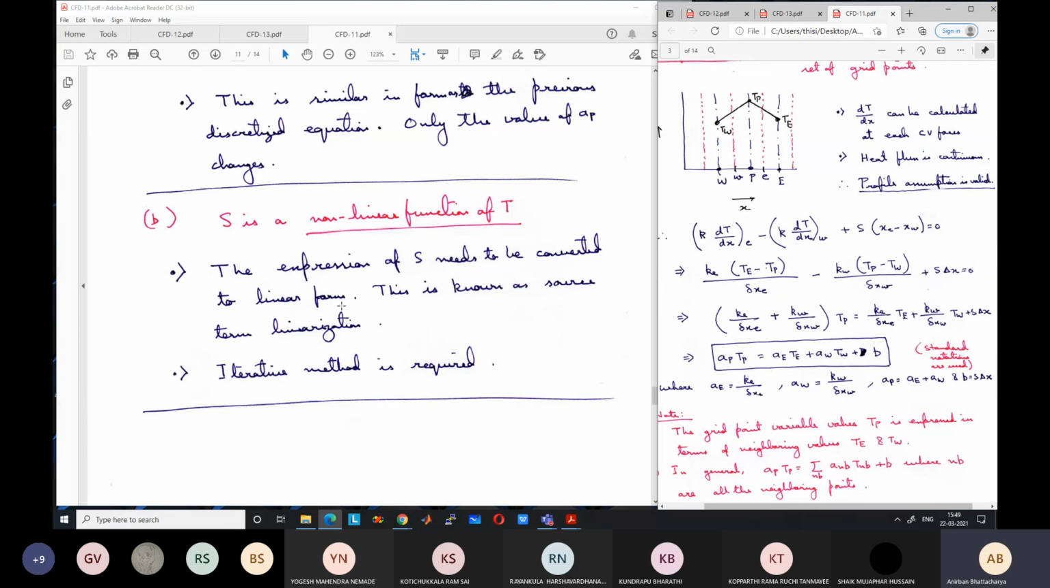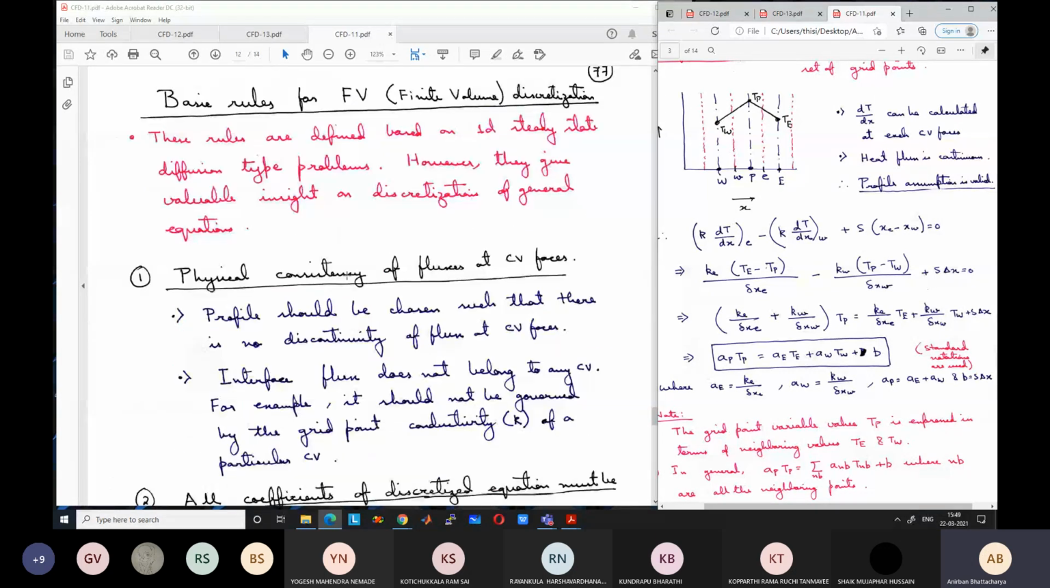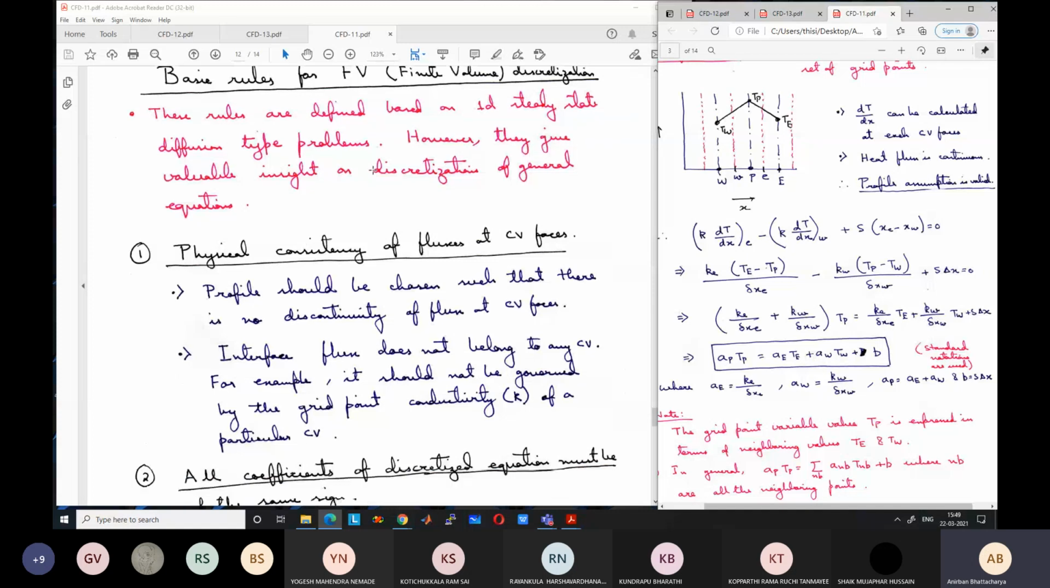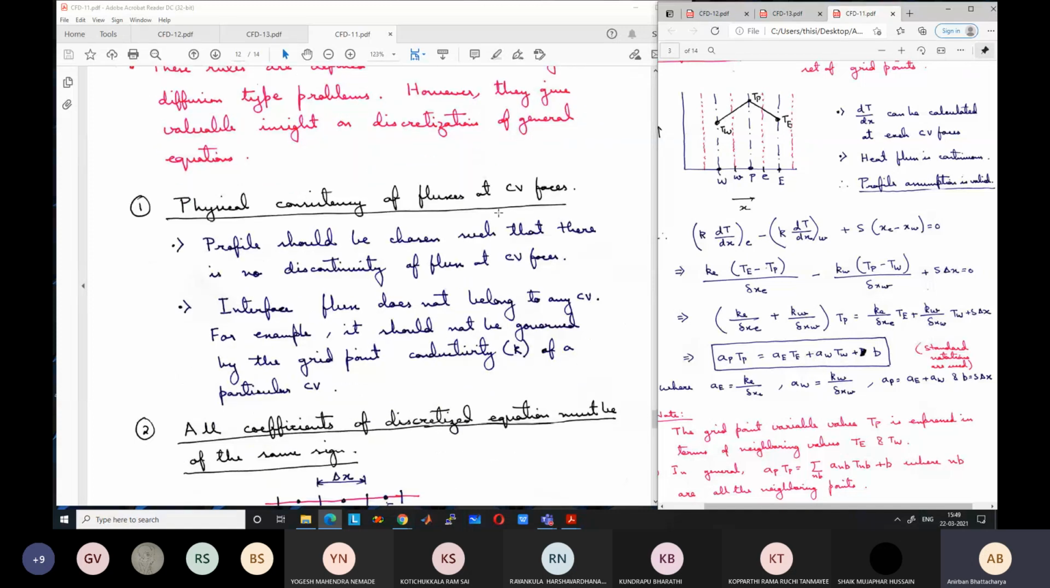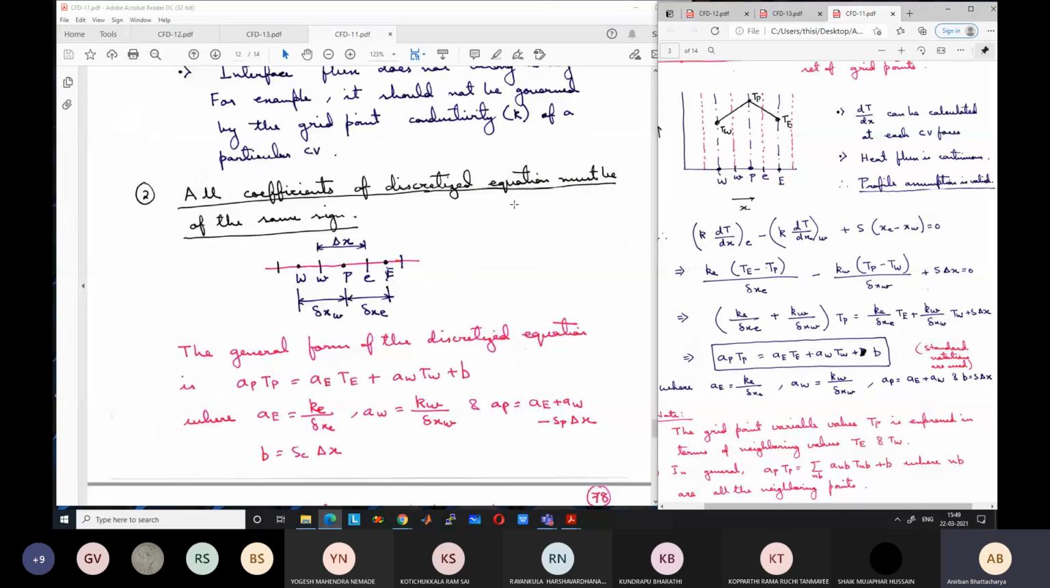And if you remember, we had concluded before the midterm with some basic rules of finite volume discretization. One was physical consistency of flux at the CV interface. So at the interface, flux should be continuous. Then all the coefficients of the discretized equation should be of the same sign, and by convention we had taken them as positive. Why was this required? Because otherwise we get unphysical solutions. If the temperature at any grid point increases, then the neighboring grid point temperature also should increase. It should not decrease. So it cannot decrease. Okay.